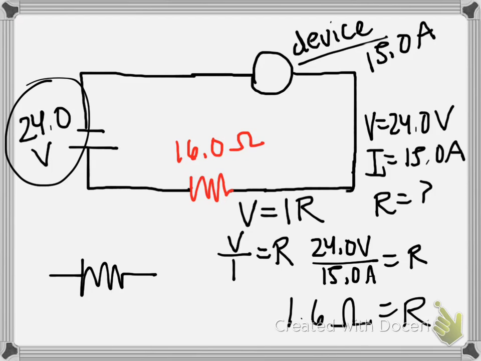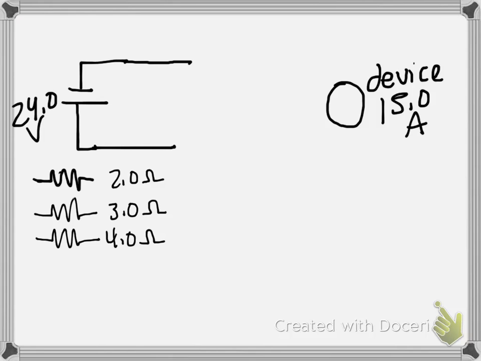Not so hard, is it? Whoops. Make that a 1.6 ohm resistor. But what if we don't have a 1.6 ohm resistor? Aha! This is where knowledge of equivalent resistance comes in handy. So now, let's imagine that I have the same 24-volt battery, and the same device that needs 15.0 amps to operate, but all I have in my drawer are a 2 ohm, a 3 ohm, and a 4 ohm resistor. Is there any way that I can wire these resistors to get close to the 1.6 ohms that I need?